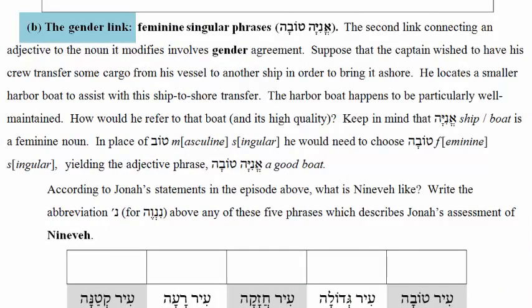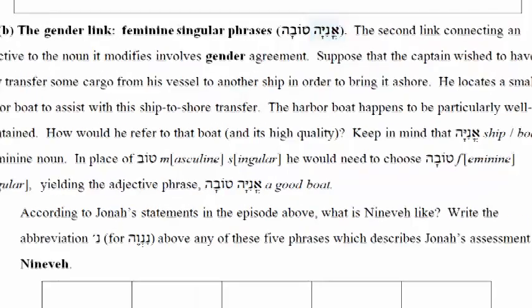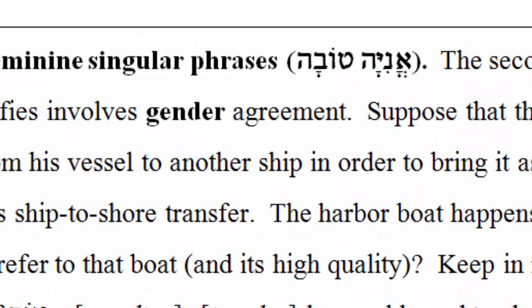Let's transition now from the number link to the gender link. And here we'll focus on feminine phrases by way of example. However, what we're saying about feminine phrases would be true for masculine phrases as well. Now we'll switch to oniyah, a feminine noun, as the target noun which we wish to modify. If we wish to describe oniyah as a good ship or boat, since oniyah is feminine, therefore the form of the adjective tov which we use must also be feminine. Not tov, but tovah, resulting in the adjective phrase, oniyah tovah.